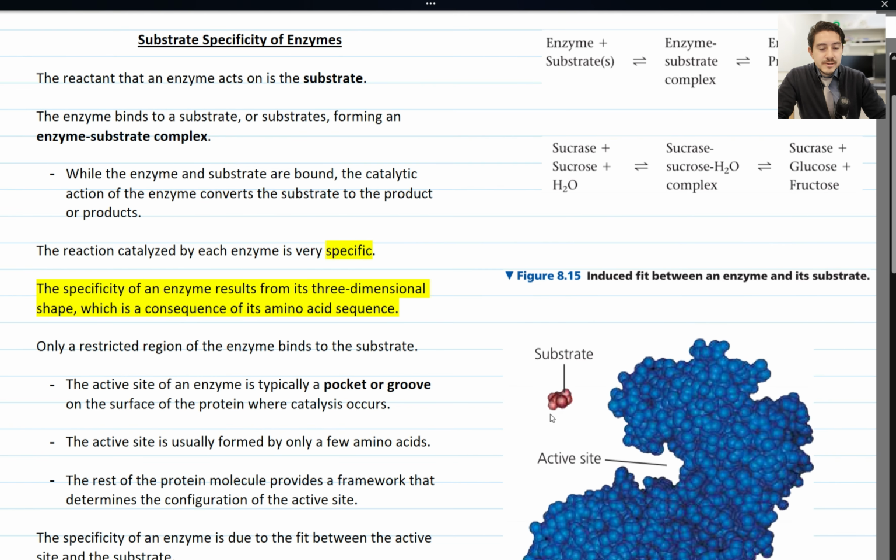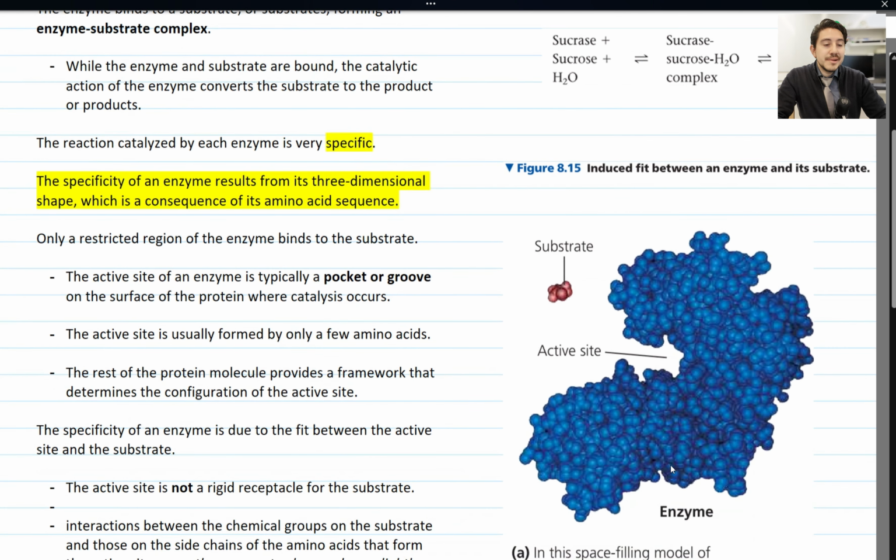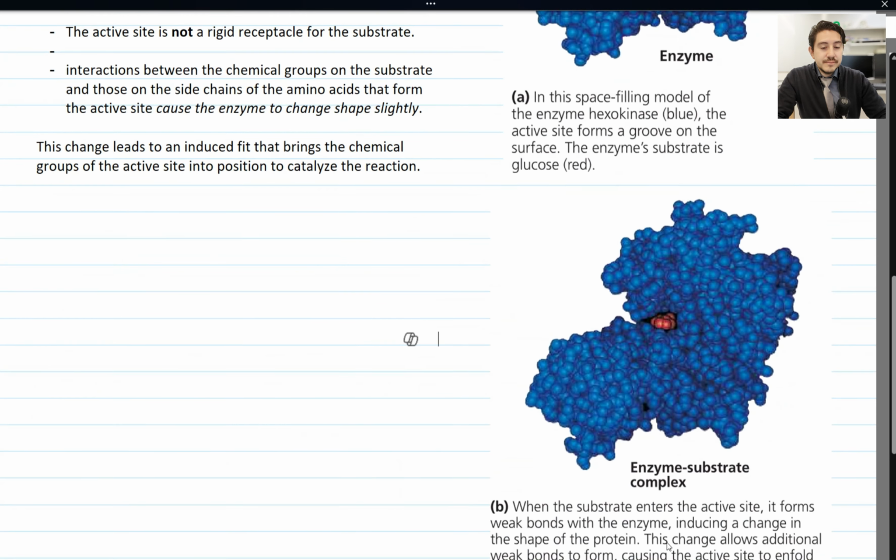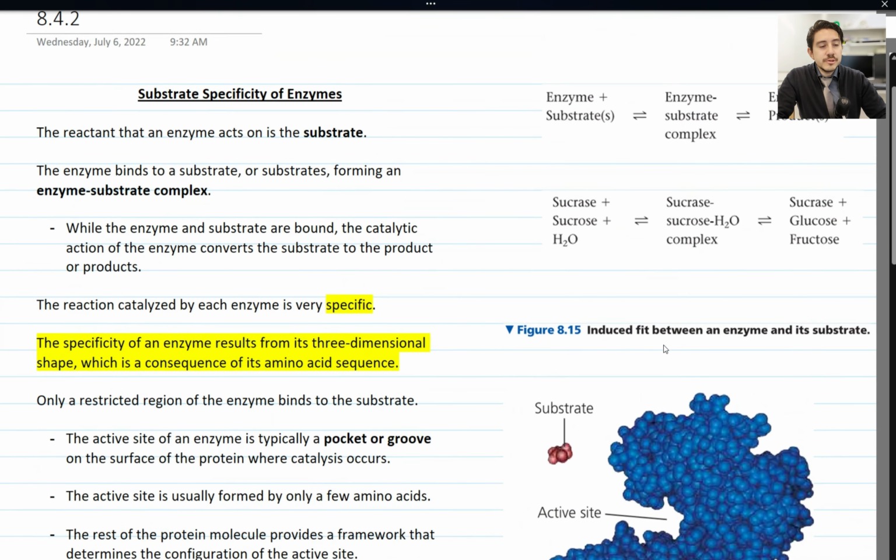So you have any generic substrate. Let's say in the case that we're using sucrose, let's say this was sucrase, right? The sucrose molecule would come in and bind to a very particular place within the enzyme, and it'll look something like that. Okay. So I'm jumping ahead of myself a little bit.